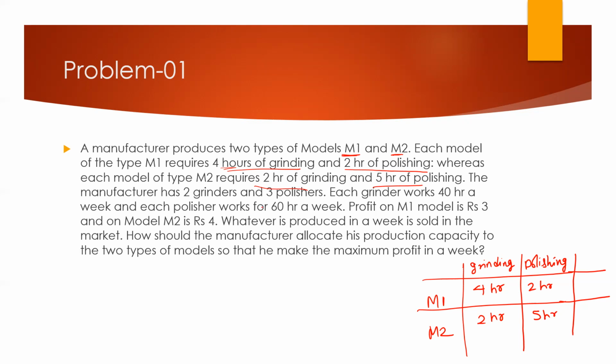The manufacturer has two grinders and three polishers. It is given that each grinder can work 40 hours. So if you talk about the total time you can use them, one grinder can work 40 hours, and you have two grinders, so they can work for 80 hours. And each polisher can work 60 hours in a week. So if you have three polishers, the total time you can use them is 180 hours in a week.